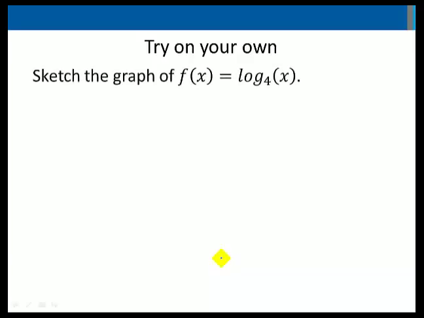Try on your own. Sketch the graph of f of x equals log to the base 4 of x.